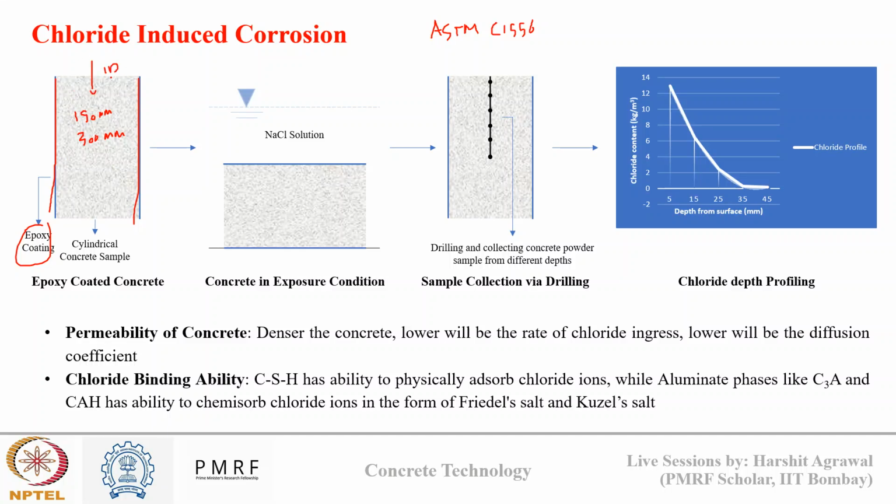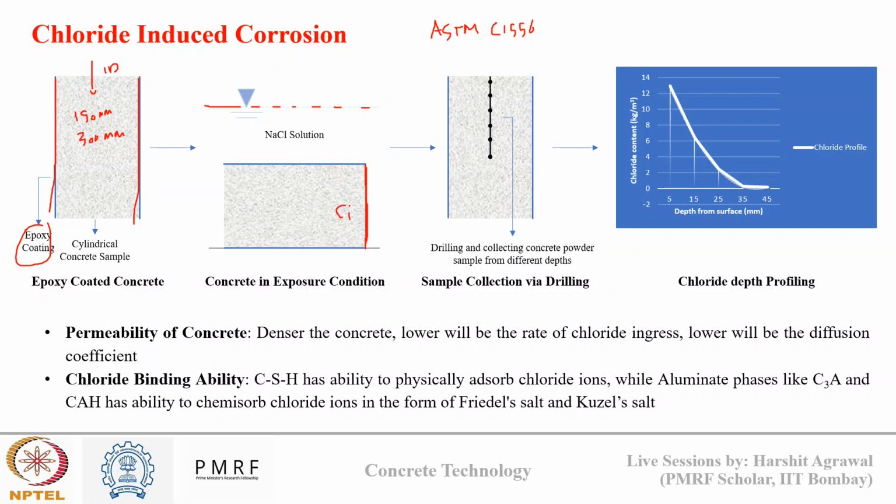Now, this concrete that I have coated, I will keep it in ponding. This is a pond which is rich in chloride. So in this ponding, I have kept my concrete. So what will happen? This surface also I will coat. So what will happen?